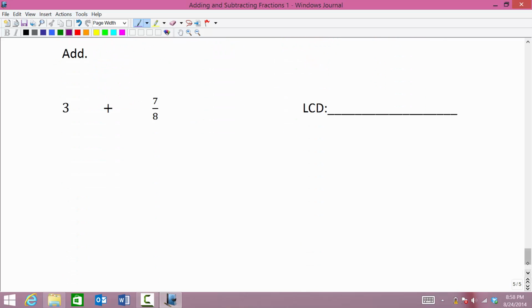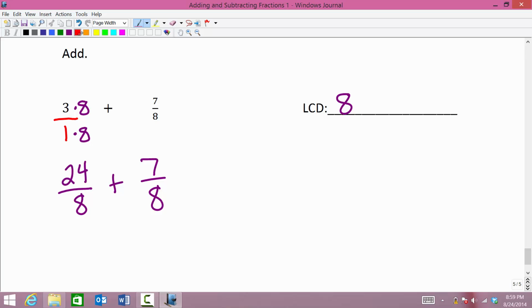Our last one here, we have two values we want to add together, 3 plus 7/8. In order to add these together, if something doesn't look like a fraction, then we would make it look like a fraction by putting it over 1. And we can clearly see that our LCD at this point would be 8. You multiply top and the bottom here of this fraction by 8. 24 over 8 plus, and this one could stay exactly the same, 7 over 8.